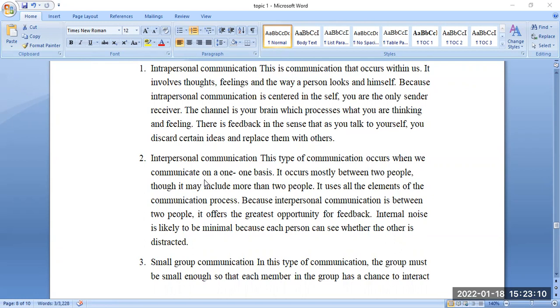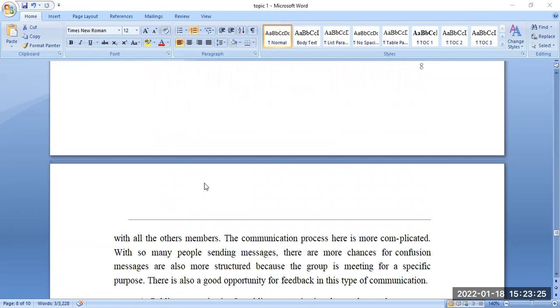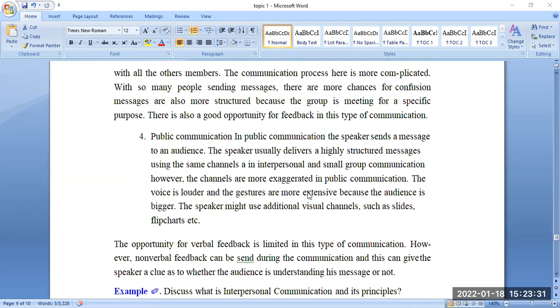Then there is what we call small group communication. And in this type of communication, the group must be very small, small enough so that each member in the group has a chance to interact. We have small group communication. And lastly, we have public communication. In public communication, the speaker sends a message to an audience.